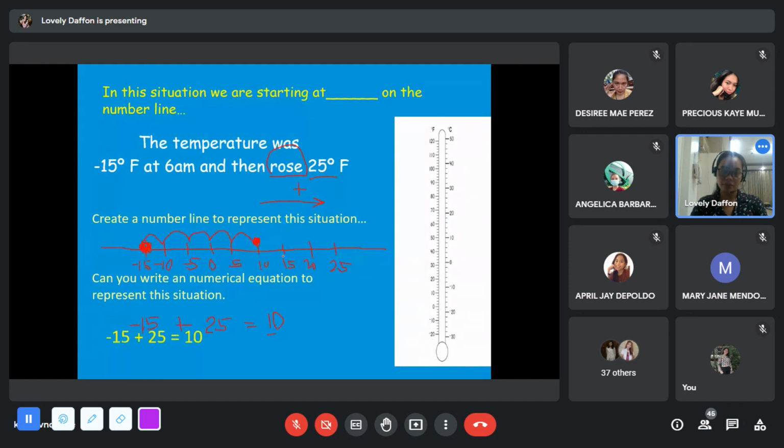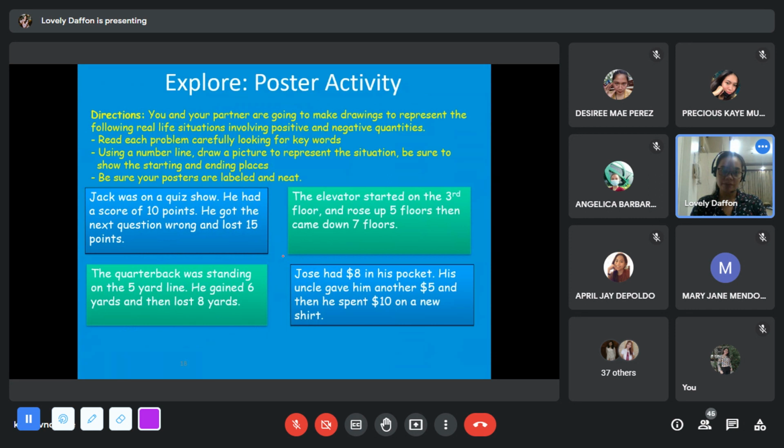Okay, let's move on. Examples. This is actually a poster activity, where you encourage your students to create a number line, the same thing as what we've had, and then give their numerical equation. So for example, we have Jack. Jack was on a quiz show. He had a score of 10 points. He got the next question wrong and lost 15 points.